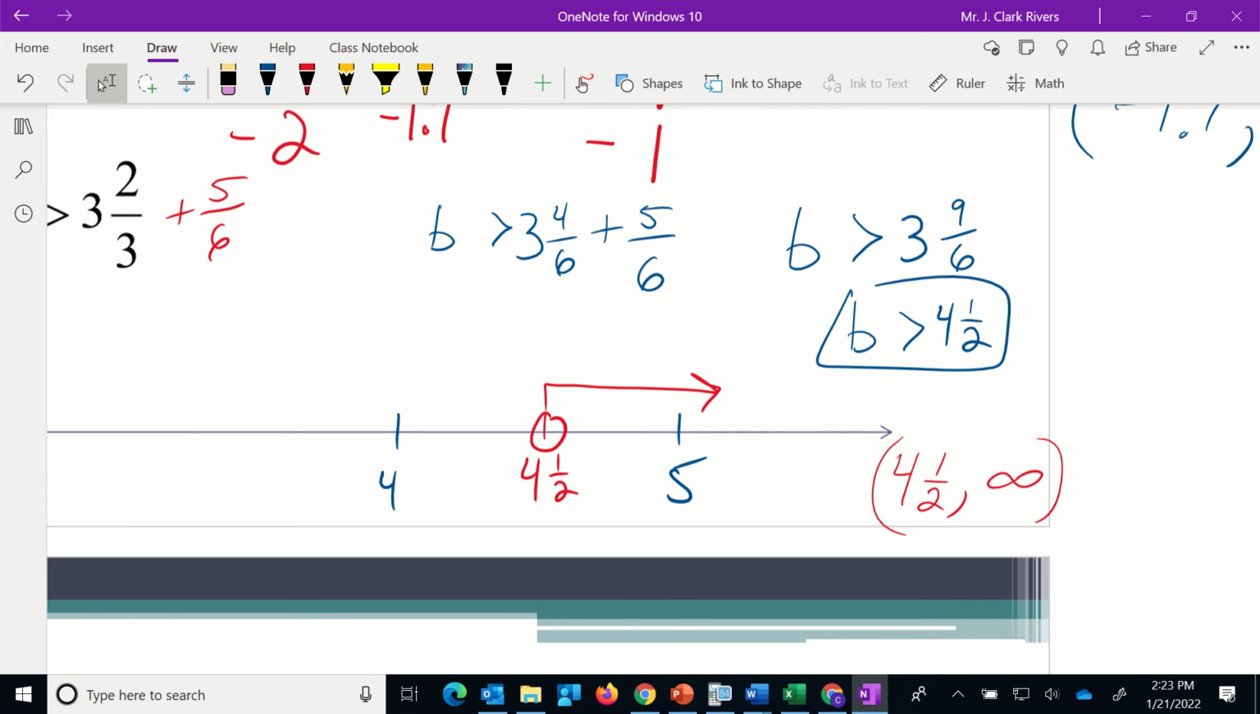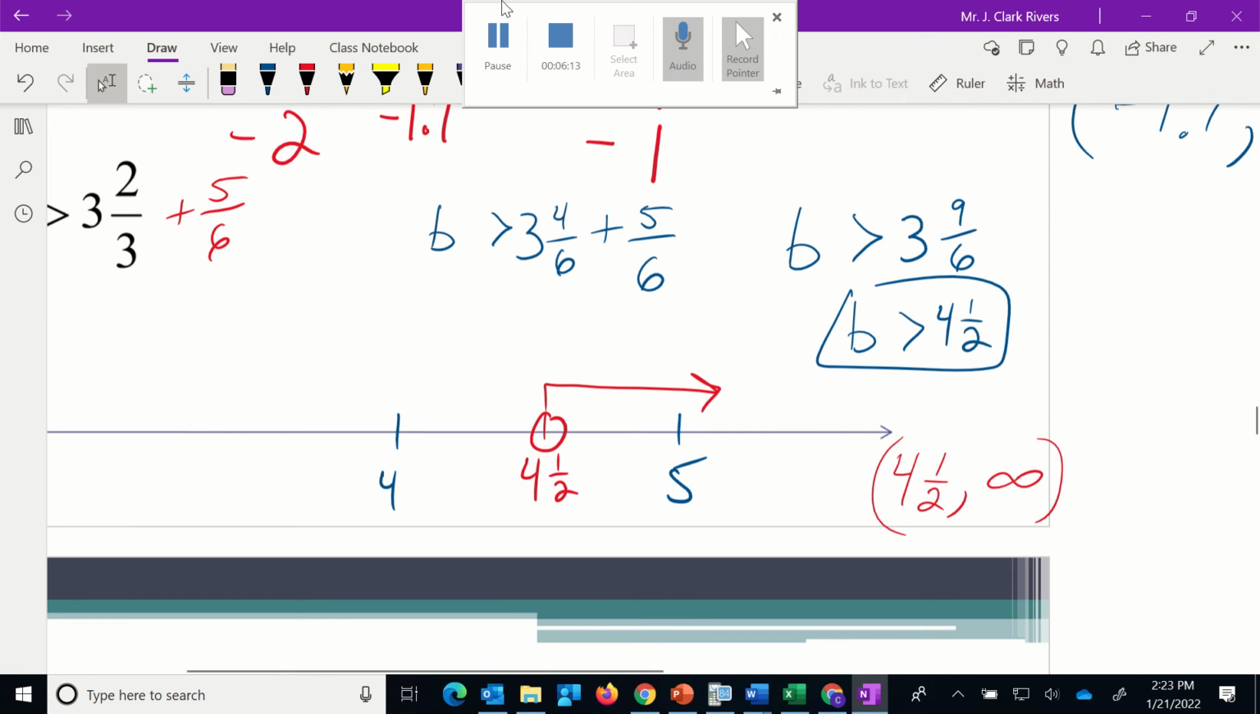4 and 3/6. Yeah, I need you to simplify your fractions anytime. Like your final answer needs to have all the fractions simplified.